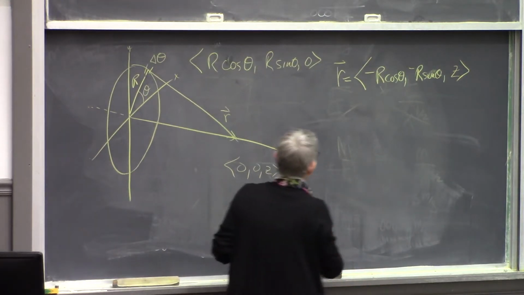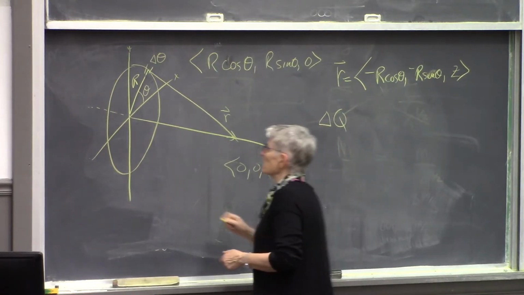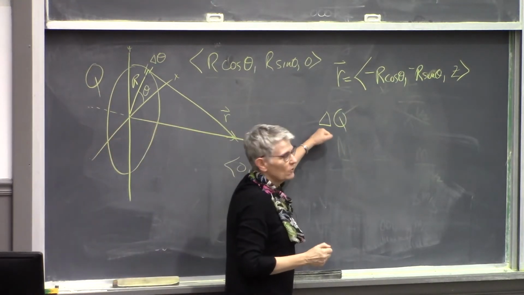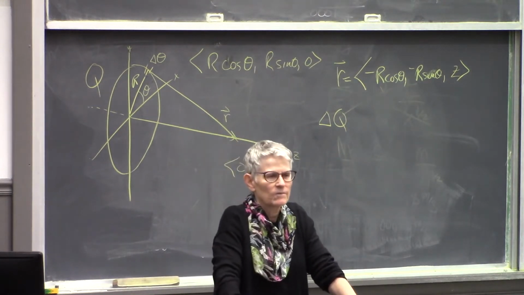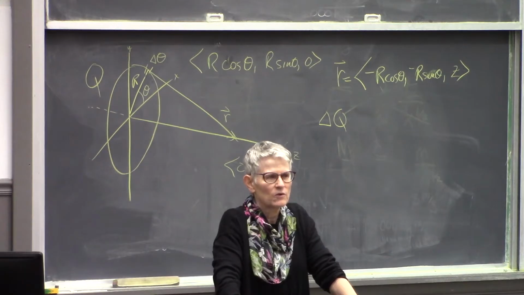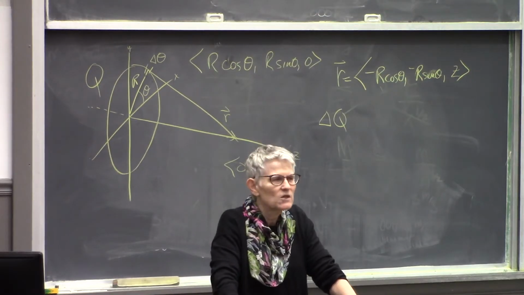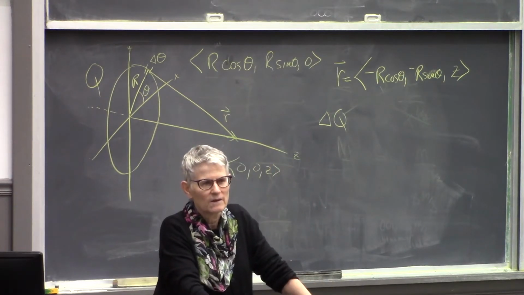So now, if the ring has charge Q, how do we figure out the charge on one piece? We'll call that delta Q. This is important because usually our integration variable or summation variable emerges from this, so we have to be careful with it.